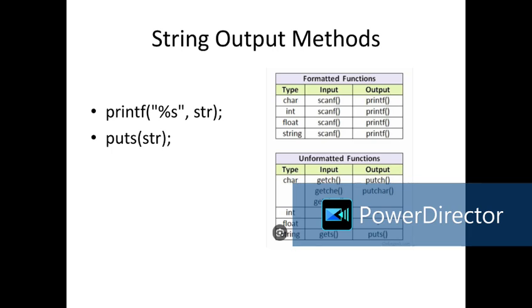Here, %s is a format specifier for strings. When you use %s, printf starts printing from the memory location of the first character and continues until it encounters the null character, backslash zero. This is a powerful and flexible method. We can mix a string with other data types like integers and floats.